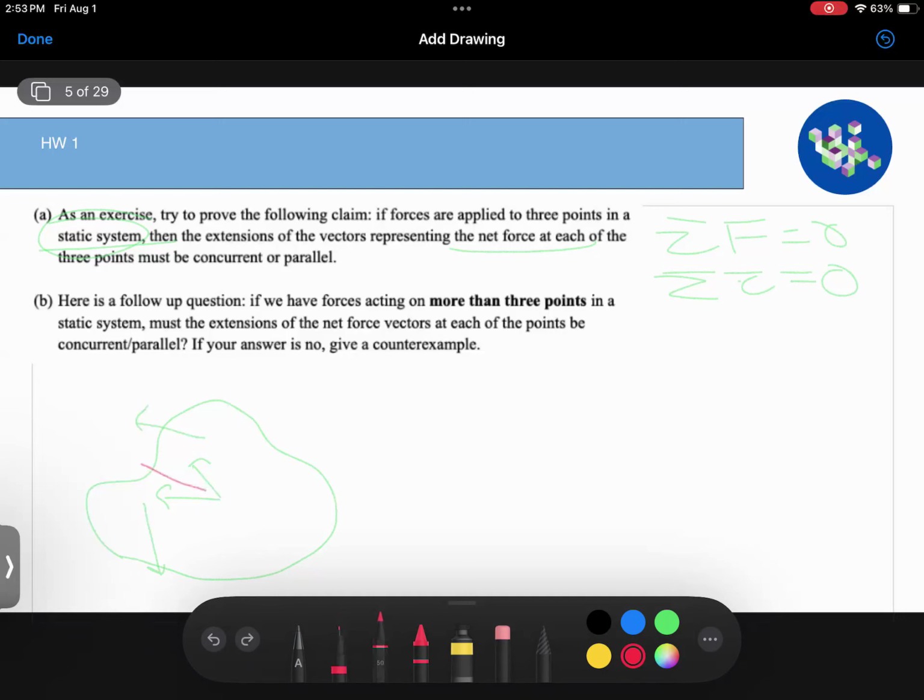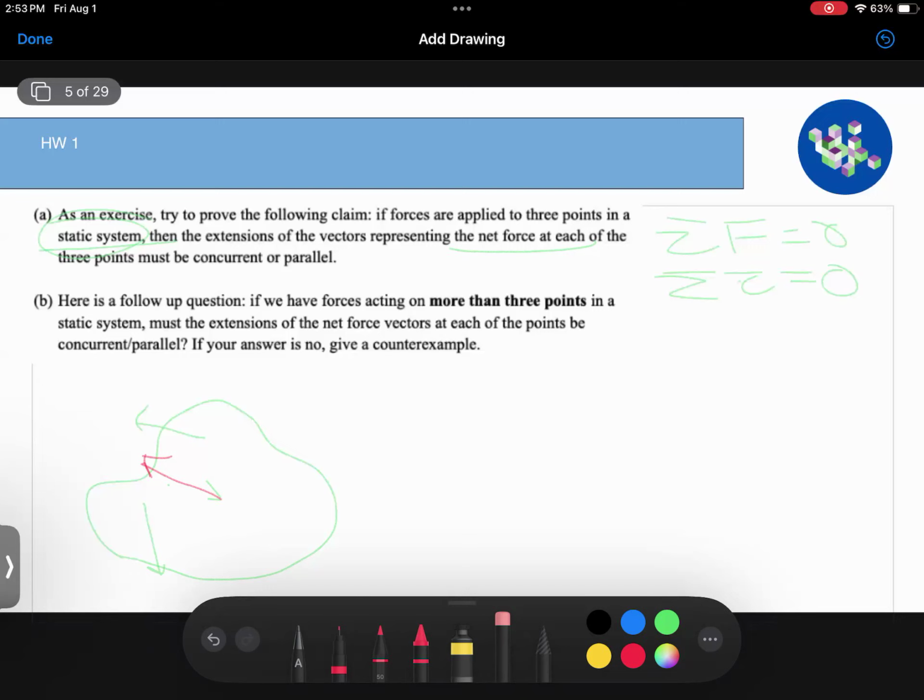All right. It'll look something like that, right? That's going to be the net force at that point, and I'll replace the other two forces I drew. Just because we have, for example, 5 or 6 forces applied on a system, as long as there are only a total of 3 points at which the forces are applied, we can still apply this theorem that we're trying to prove. Okay, just wanted to make that clear.